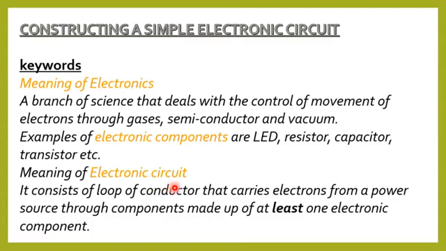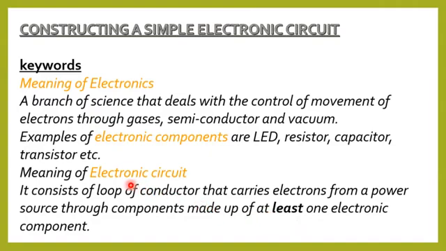Now, what is the meaning of electronic circuits? We are saying that it consists of a loop of conductor that carries electrons from a power source through components made up of at least one electronic component. At least one means one or more.